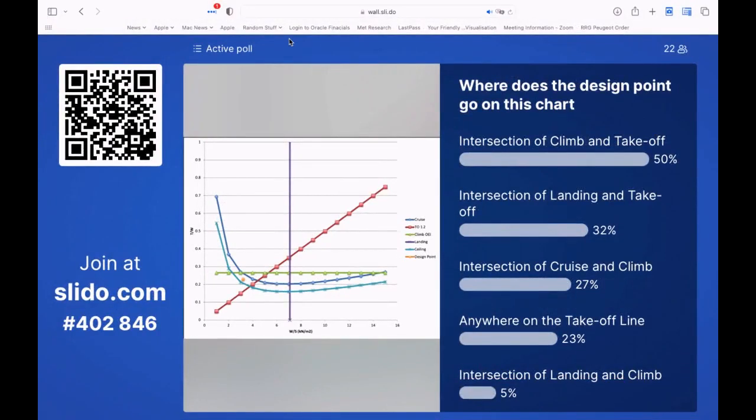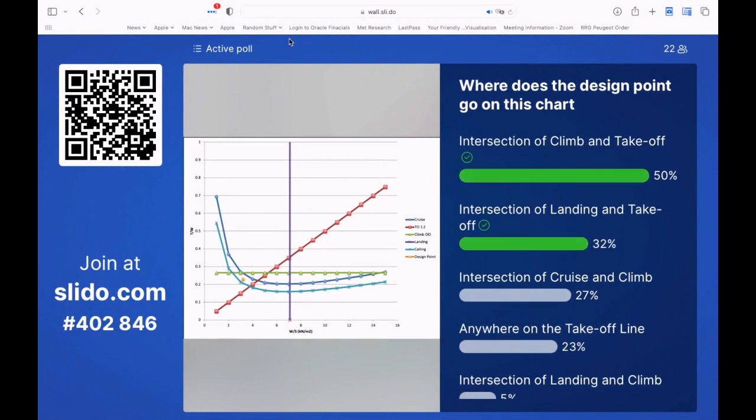Okay, so which of these are actually valid? Of the ones I gave you, that intersection and that intersection are valid. But those are not the only valid places. Why is anywhere on the takeoff line not valid? There are some parts of the takeoff line that don't fit within the active design space. Yes, the constraint is inactive here, inactive there. This is not down and to the right. 0.5 and 5 is up in the middle of the space. You don't have any other information to say that's right.